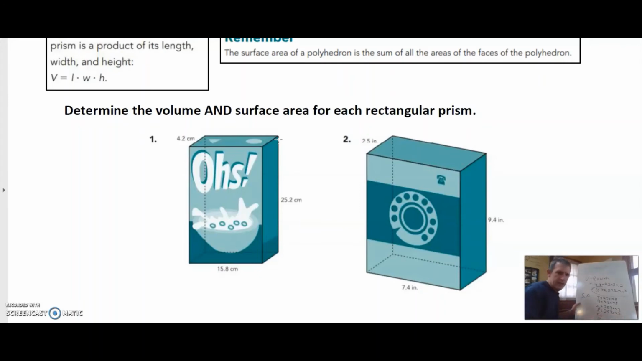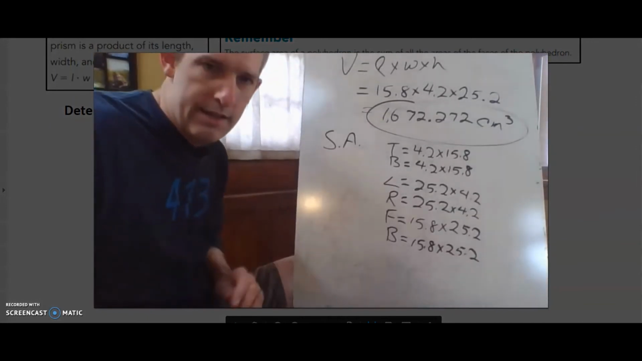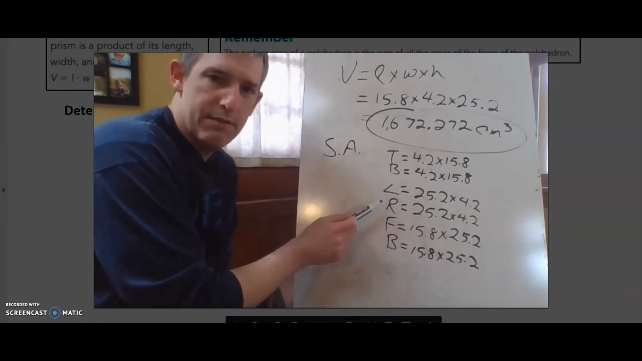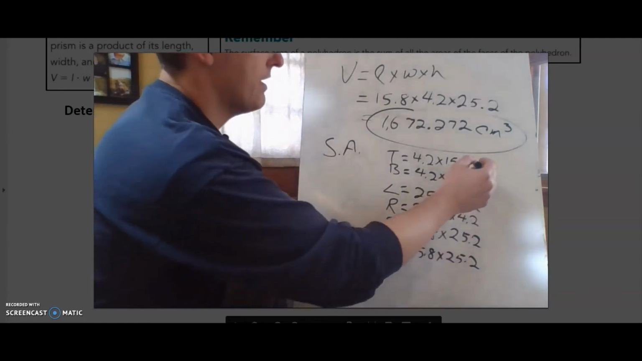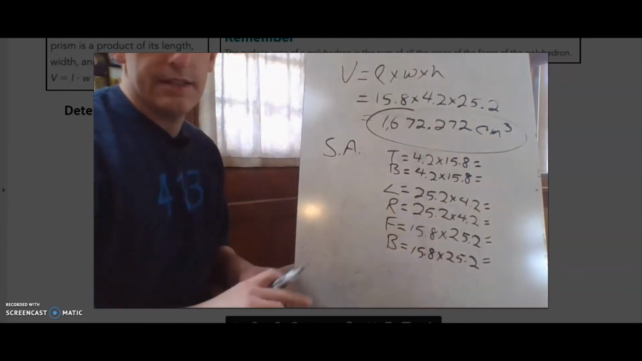And then the front face here has got 15.8 by 25.2, so 15.8 times 25.2. And again, the back is going to be the exact same, so we're going to put 15.8 times 25.2. Now I've got a bunch of numbers I'm going to need to work with: top, bottom, left, right, front, back. When I find the areas of each of these, I'm just going to grand total them all, and that's going to be our answer.